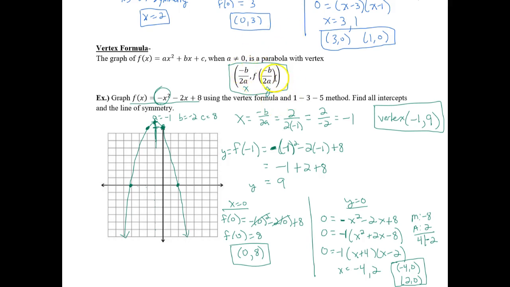So now we can use the vertex formula to find the vertex, and then still plugging in 0 for x to find y, 0 for y to find x, and then we can graph it. Oh, and the axis of symmetry. So the axis of symmetry goes through the middle of the graph, and it's cutting through the x-axis at x equals negative 1. So that's the axis of symmetry.